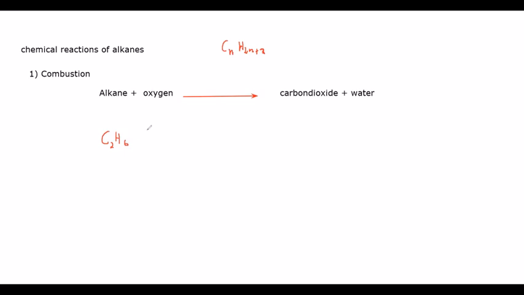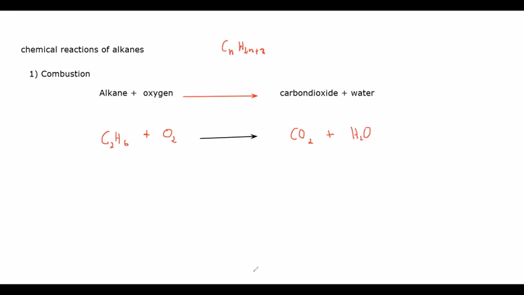It reacted with oxygen. What's the formula for oxygen? Oxygen is O2. When they react with each other, this results in the formation of a product, carbon dioxide. Carbon dioxide is given by CO2 and gives water, H2O. This is the equation which is complete, but this equation is not balanced.